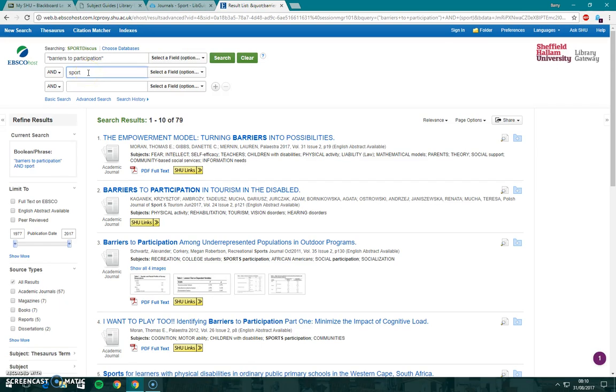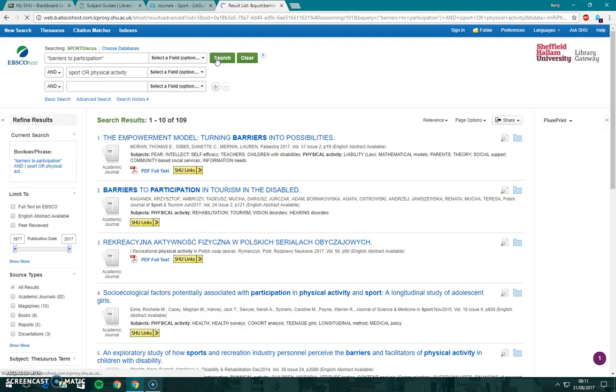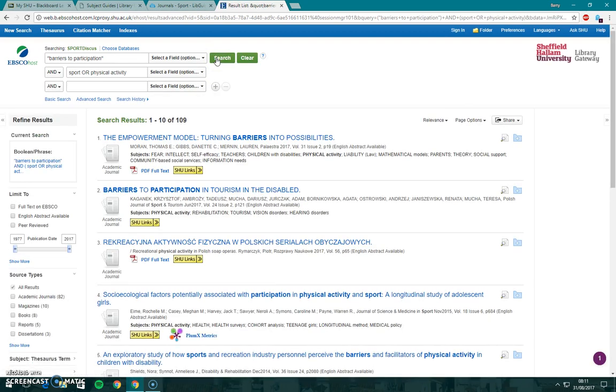At this stage you have to think if you are using the right terms, and it might be that people consider themselves taking part in a physical activity rather than actually taking part in sport, so we could use an alternative here. Because we've put an alternative in, I would hope the number would go up a little bit for us. And there we go, up to 109. So now we have research that has got barriers to participation as a phrase, and either sport or physical activity.